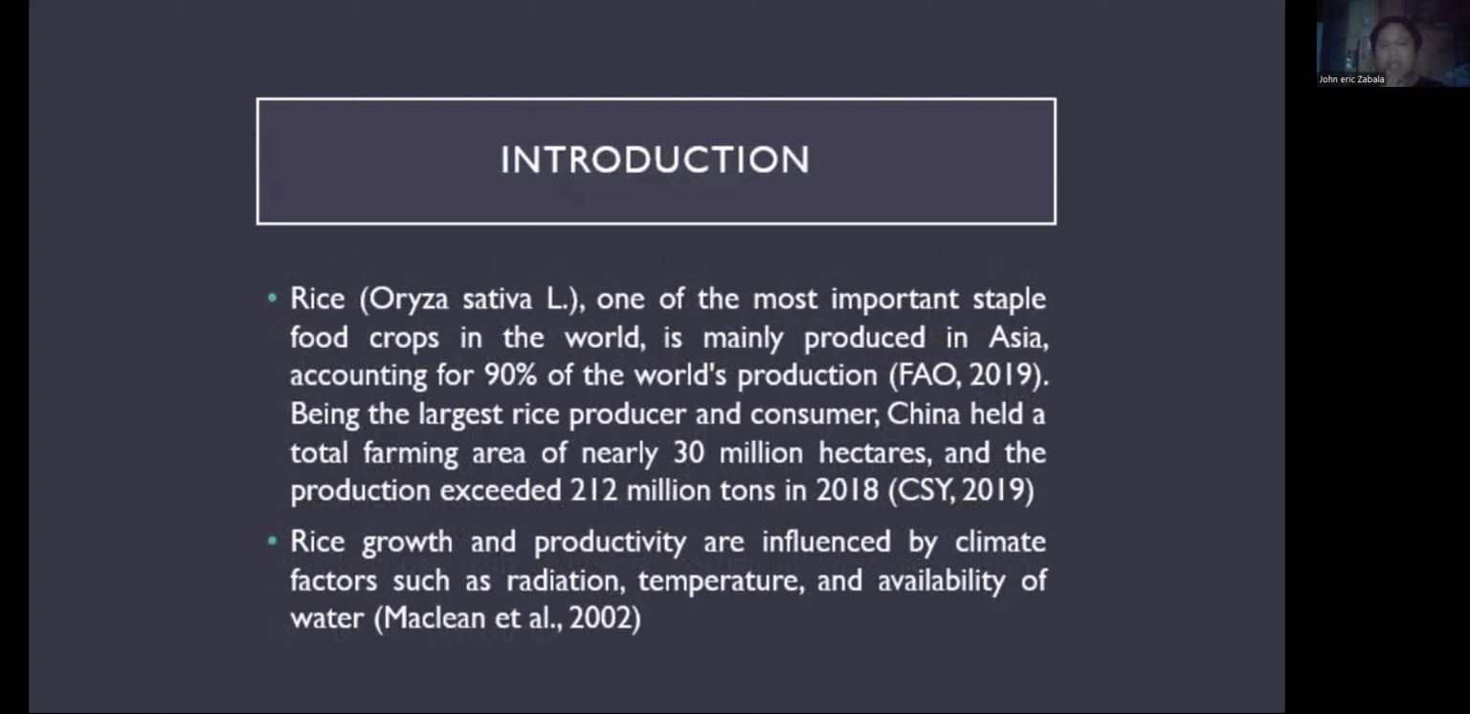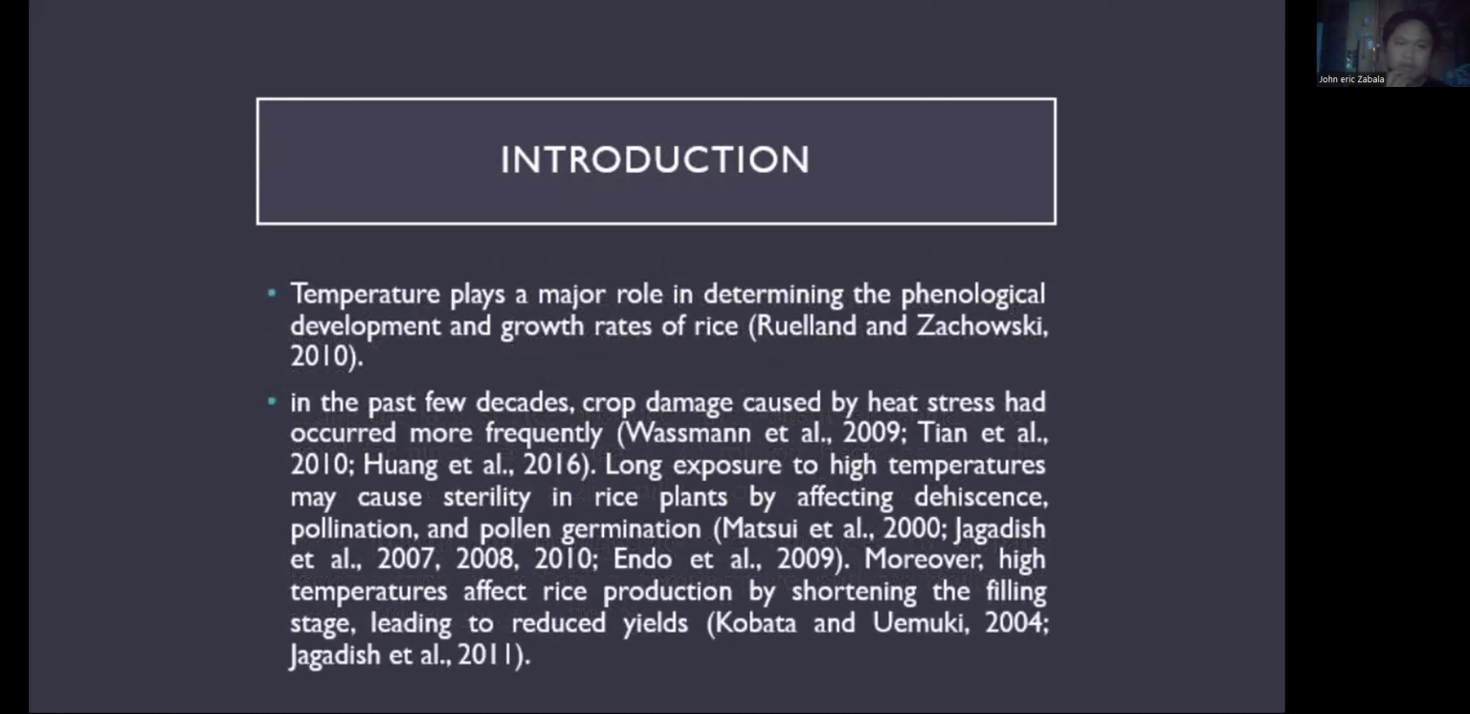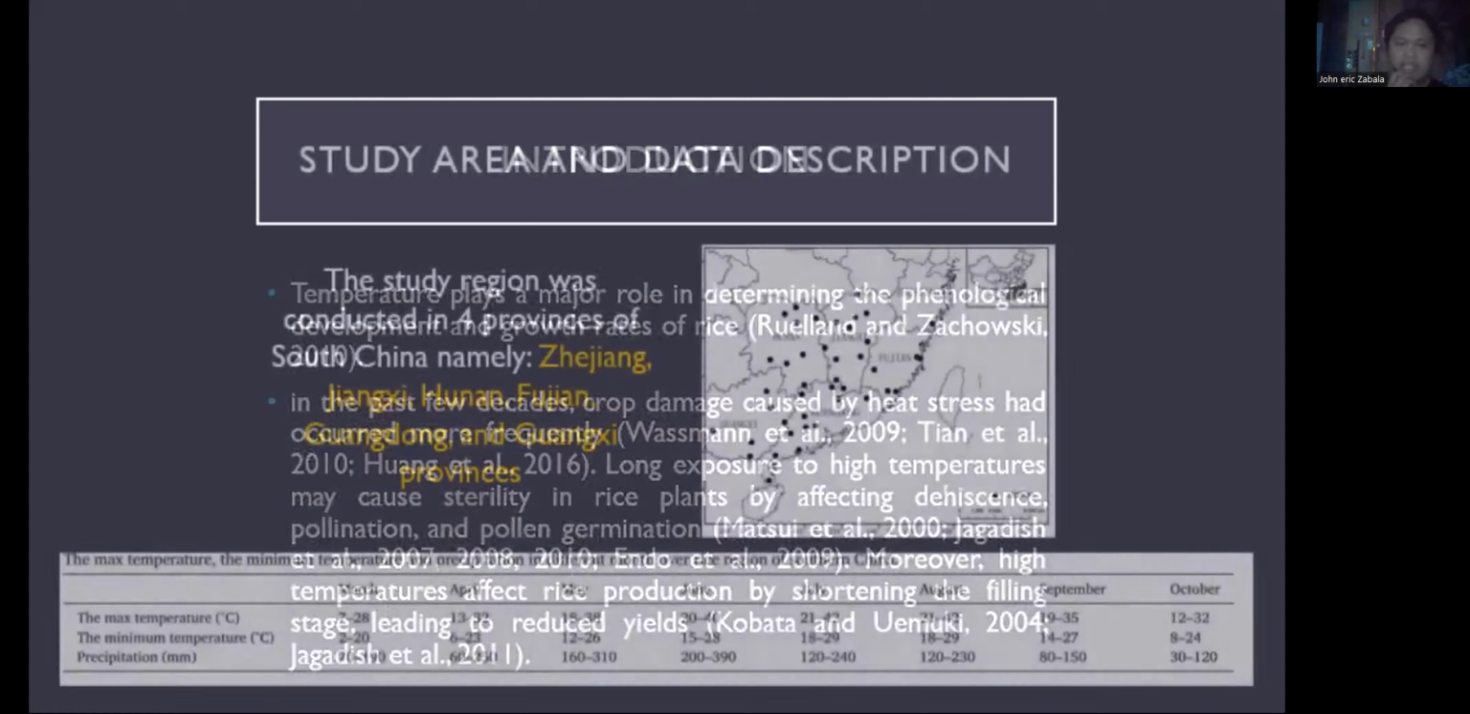So introduction, rice is one of the most important staple food crops in the world. So it is also in China, being the largest rice producer and consumer. Rice growth and productivity are influenced by climate factors such as radiation, temperature, and availability of water. Temperature plays a very major role in determining the phenological development and growth rates of rice. In the past few decades, crop damages caused by heat stress had occurred more frequently. So mas dumadalas na, and the longer exposure to high temperatures caused sterility to rice plants.